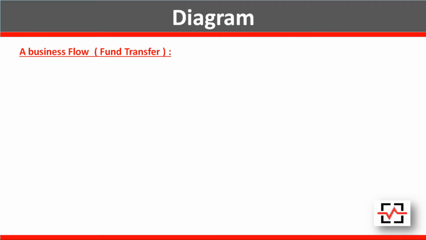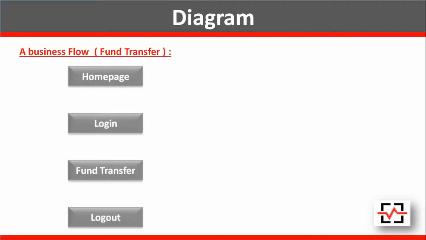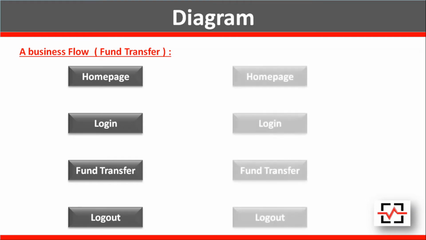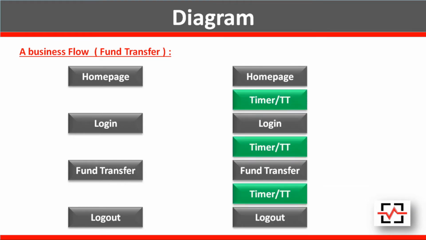Consider a business flow of fund transfer scenario. These are the different transactions of fund transfer scenario without any wait time. Using timers, a wait time is included between the requests, making the script much more realistic as per real user behavior in production. This was about timer in general. Now let us see the configuration settings of some frequently used timers.